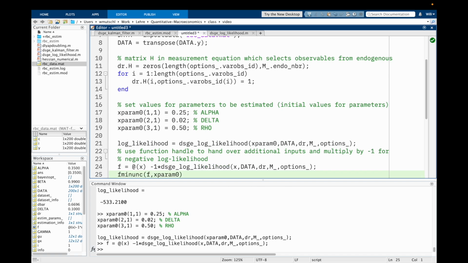And then I can run that and I will get out the optimal x and a function value and an exit flag and some additional outputs. I don't care about the gradient at x, but I might be interested in the Hessian, because this is a gradient-based optimizer that is used here.